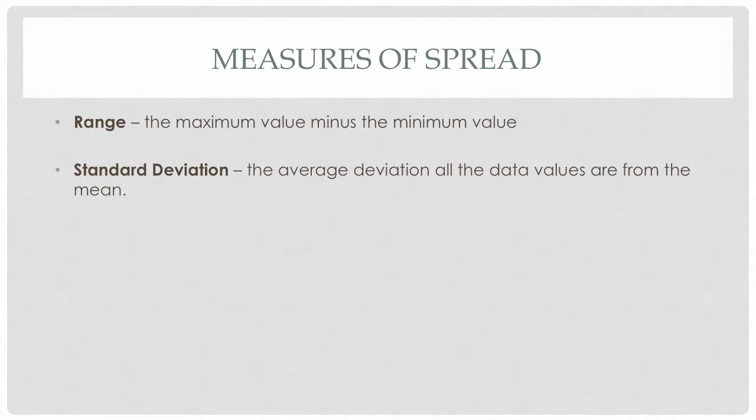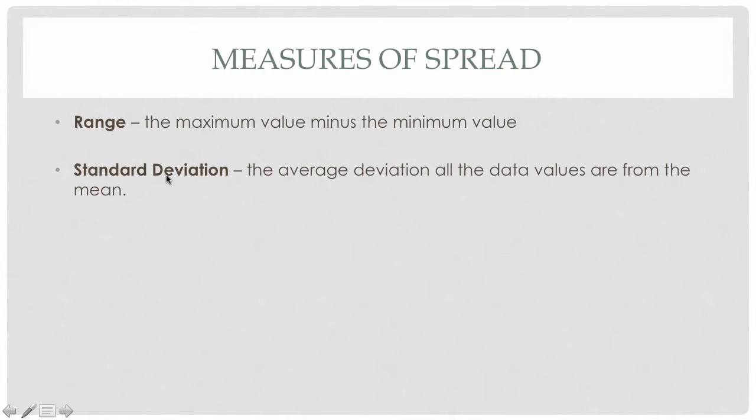Well, spread tells you how far apart your data is. It tells you not only where the middle is, but are all the numbers really close to the middle? Are they far away? Are they really far away? And they give us a sense of what is going on. So the two we're going to focus on are, first, the range. The range is simply the maximum value minus the minimum value. It tells you how far apart they are.